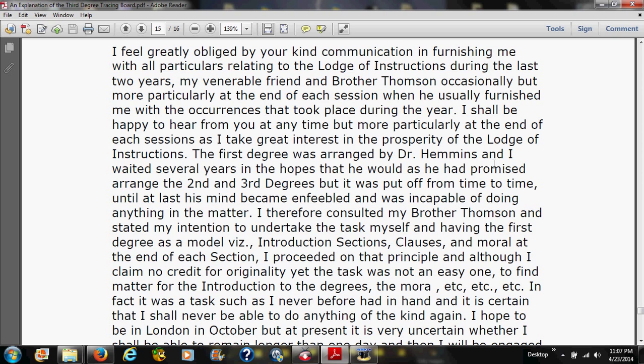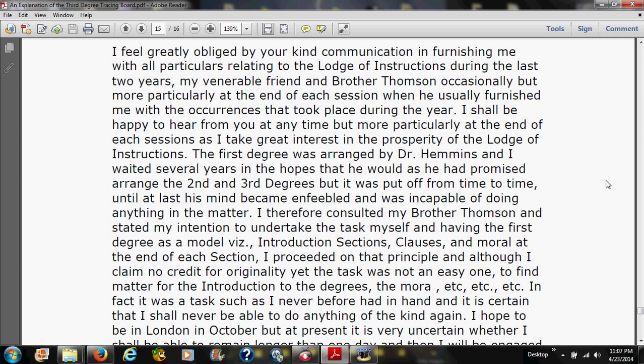The first degree was arranged by Dr. Hemmings, and I waited several years in the hopes that he would, as he had promised, arrange the second and third degrees, but it was put off from time to time, until at last his mind became enfeebled, and he was incapable of doing anything in the matter. I therefore consulted my brother Thompson, and stated my intention to undertake the task myself, and having the first degree as a model, viz., introductions, sections, clauses, and moral at the end of each section, I proceeded on that principle, and although I claim no credit for originality, yet the task was not an easy one.